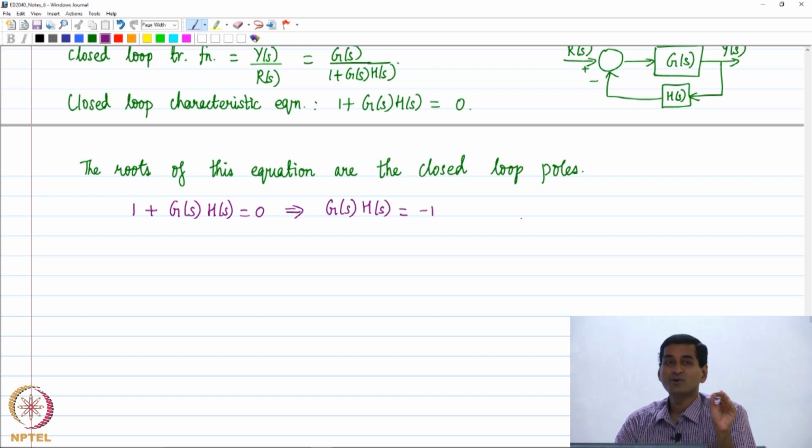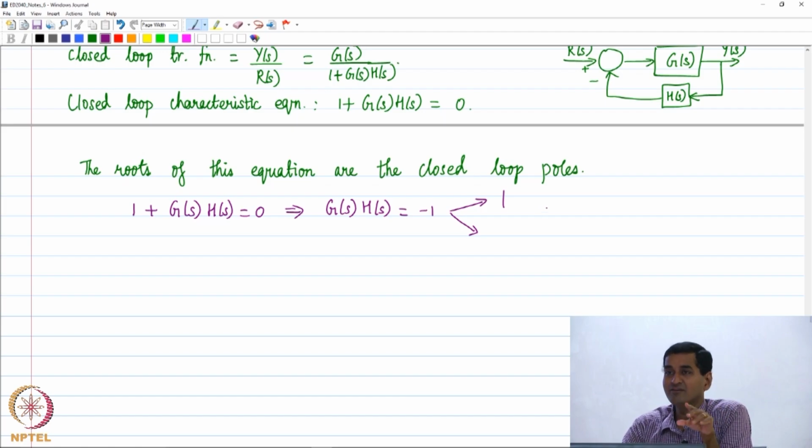Please note that s is a complex variable, and g of s h of s is a complex valued function. In general, g of s h of s can take a complex value, because it is a complex valued function of s. So, the moment we have this equation, I can rewrite it in two terms, because any complex variable will have a magnitude and a phase.